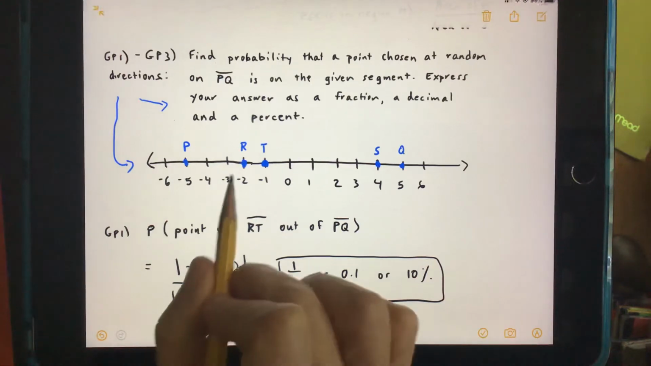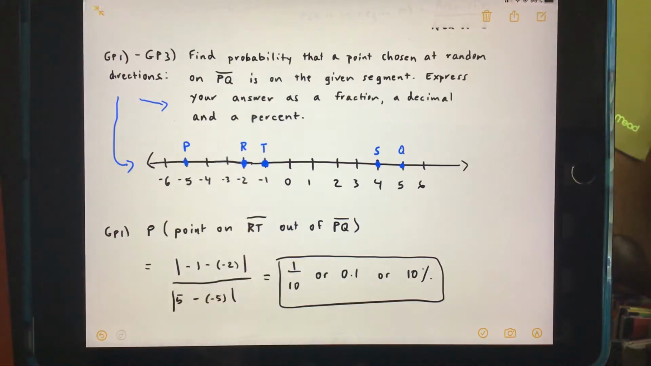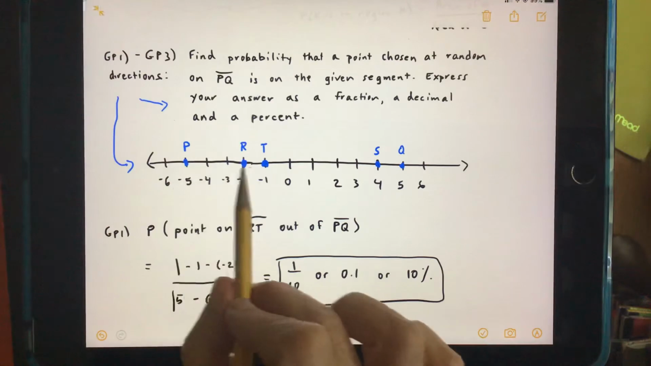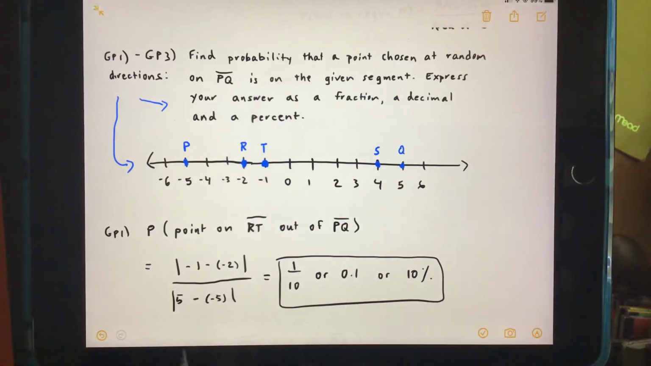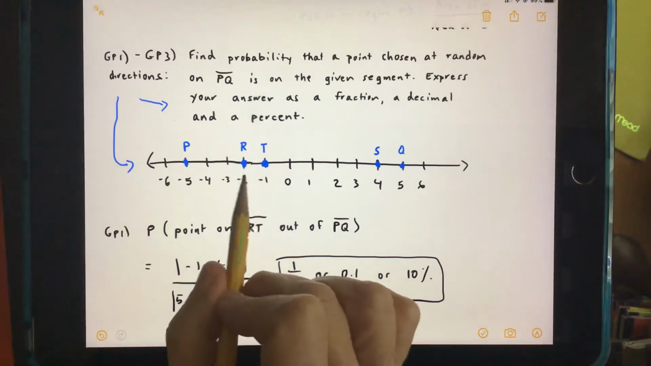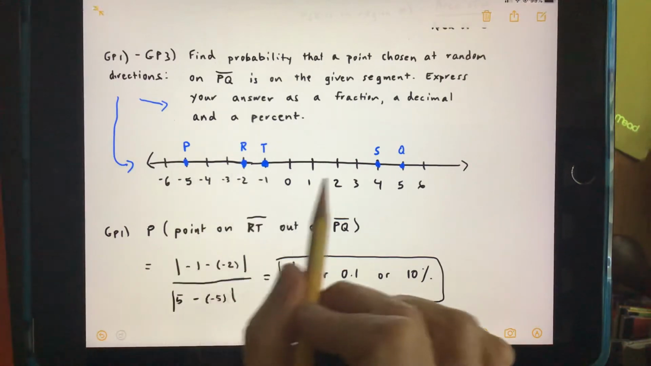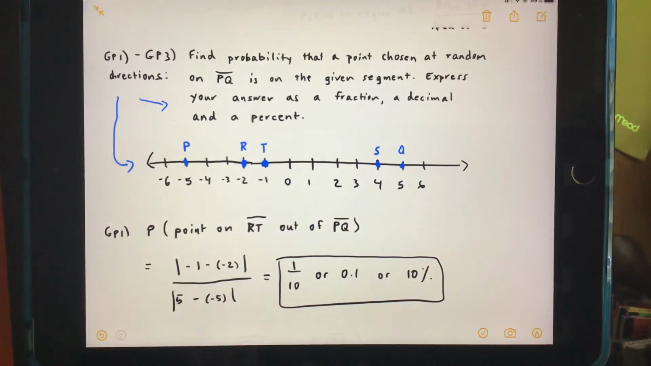So there's one space here out of, well, how many total spaces could your point be chosen from -5 to 5? Again, we will take the difference of those 2 points, either 5 minus -5, take the absolute value of that, or subtract these in the other order, and you would get -10 inside the absolute value bars, which would return an absolute value of 10. So there's one chance out of 10 that you would actually randomly pick a point here, because there's one space here out of a total of 10 spaces altogether.